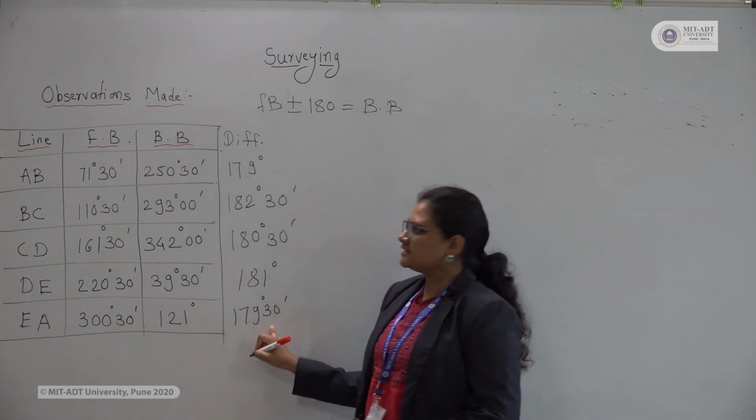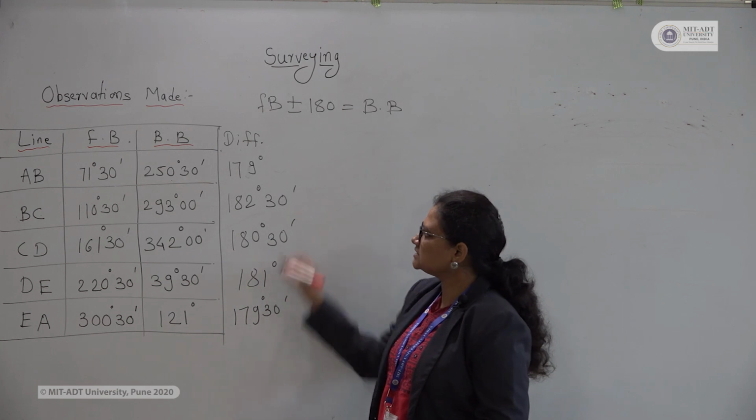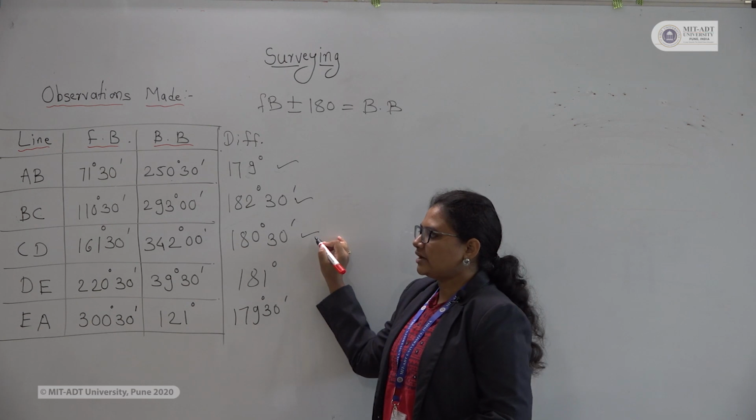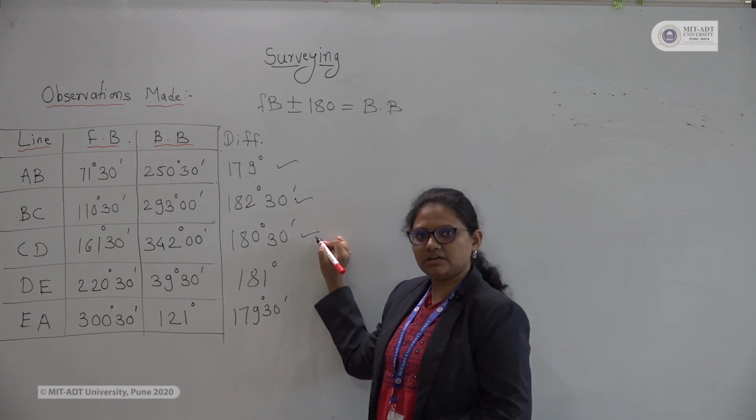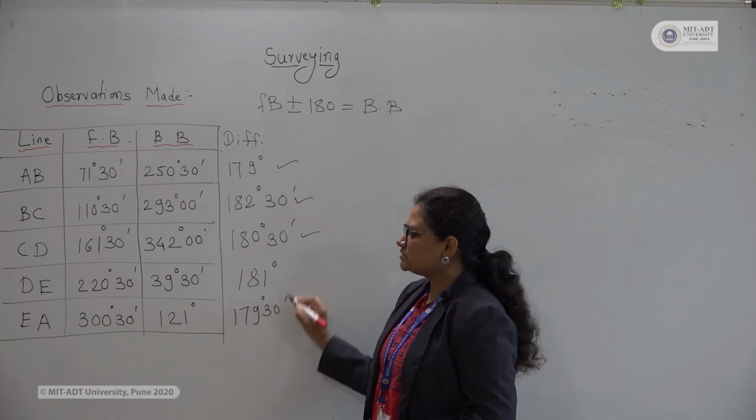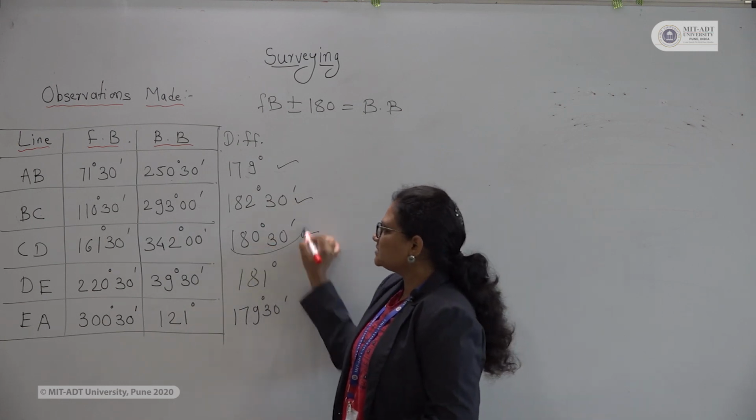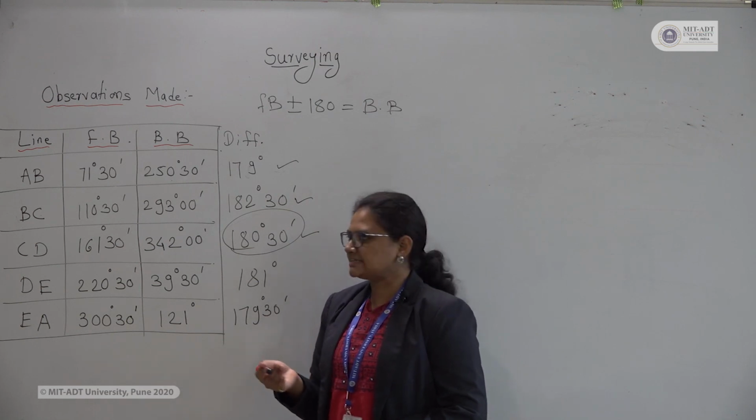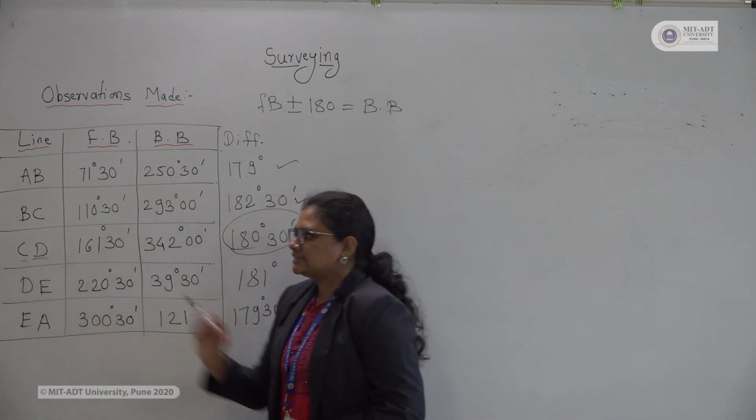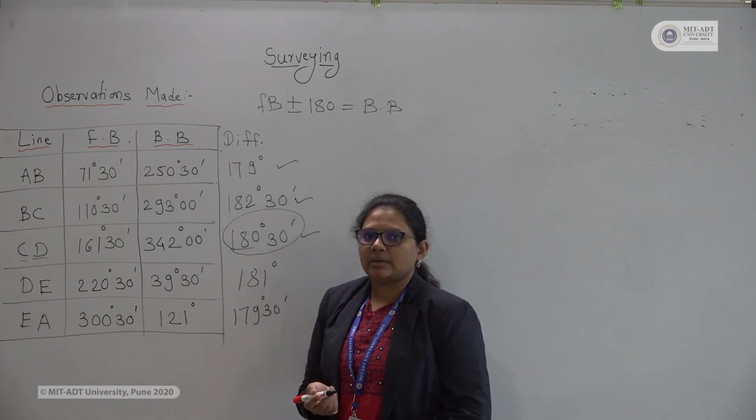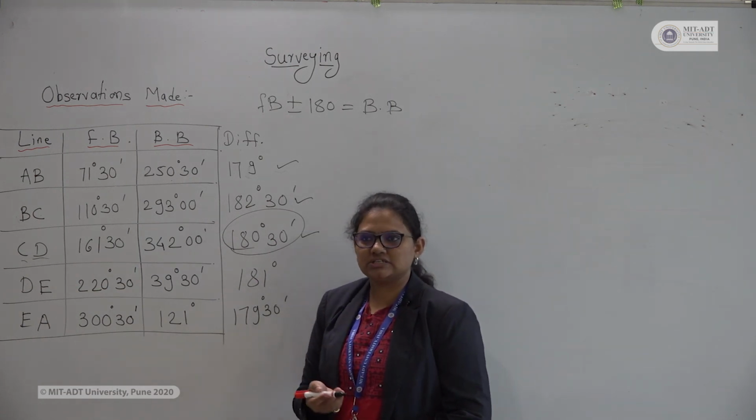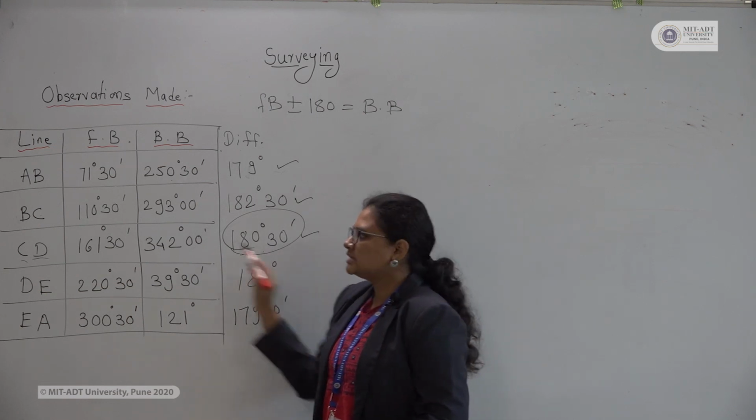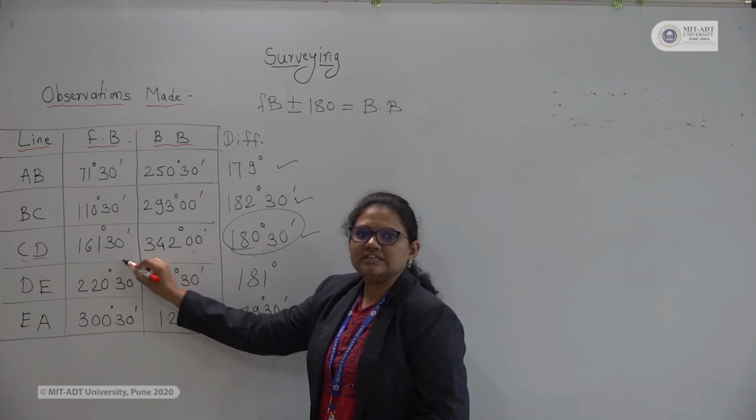Now, by observing these differences you can see that the difference for all the lines is not exactly 180 degrees. So, you have to find the station which is least affected by local attraction. I can see that the value 180 degrees 30 minutes is nearer to 180 degrees. So, we can say that either station C or station D is least affected by local attraction. For the calculation, we will distribute this error amongst the fore bearing and back bearing of this line.